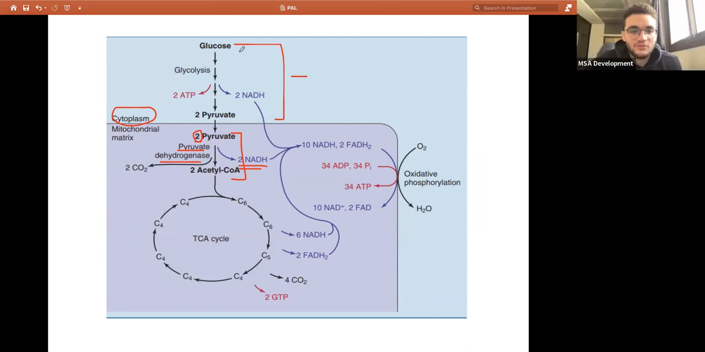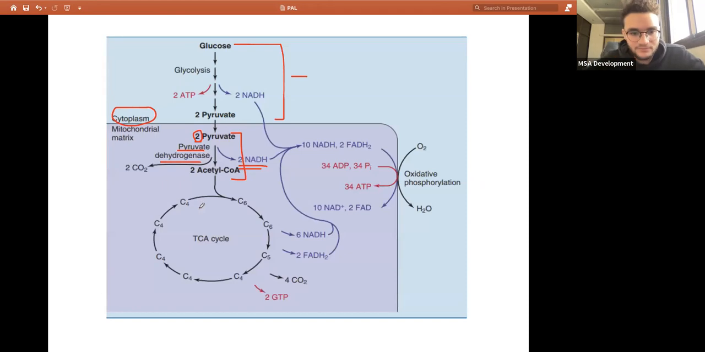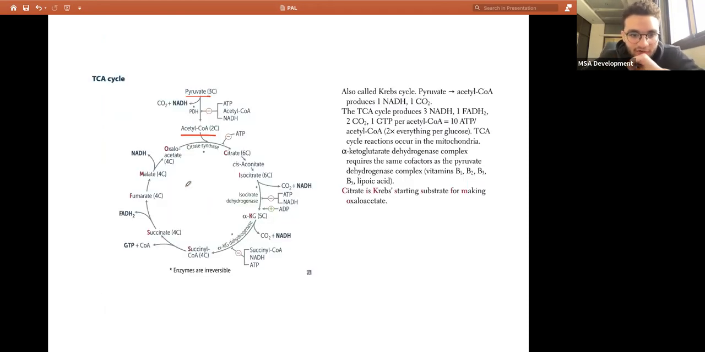Yes. Because glucose is 6 carbons and pyruvate is 3 carbons, it forms two of these. 3 plus 3 is 6. For example, when I said here 3 NADH, 1 FADH2, and 1 ATP, that is per 1 pyruvate. At the end, because we produce 2 pyruvate, you're going to multiply the entire thing by 2. We're going to get into that. I just want you to know these for now.